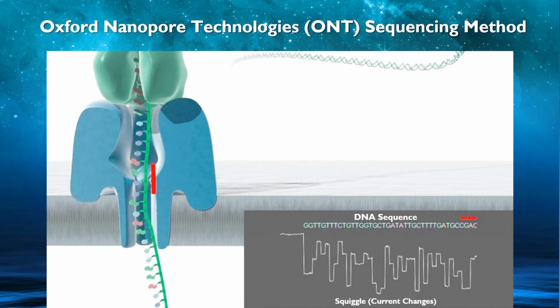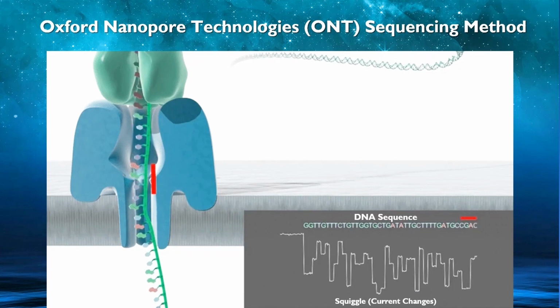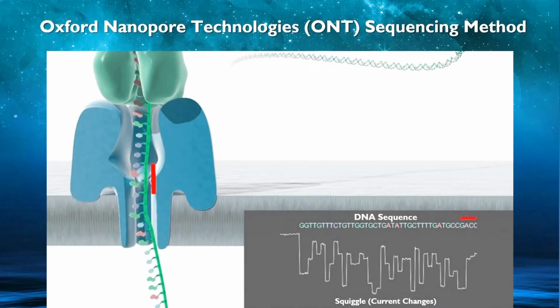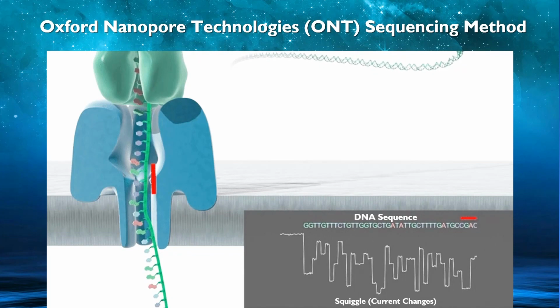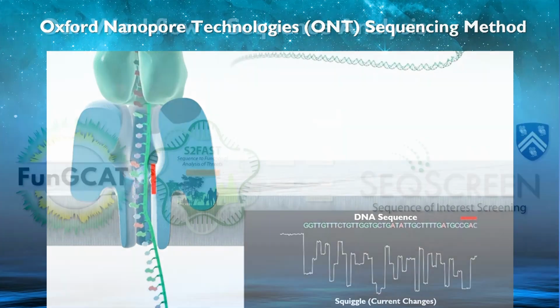And when it gets to the narrowest part of the funnel, only single parts of the DNA can get through. And this causes changes in the current. ONT, or Oxford Nanopore Technologies, calls these squigglies. It's their technical term. And that gets translated into the DNA sequence, G, C, A, or T, based on the squigglies. So you have the DNA sequence now.